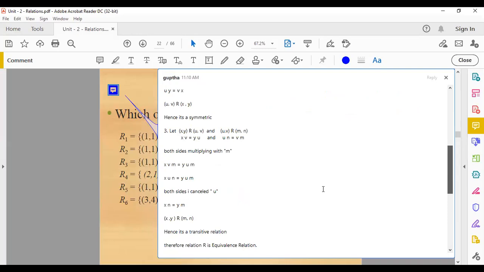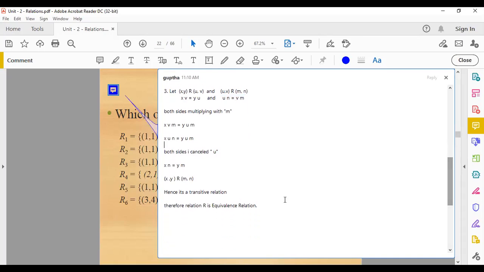I'm multiplying with m. Then xvm equals yum. Already we have the equality vm equal to un, so I mention here xun equivalent to yum. Here u is on both sides, so I cancel u. Once I cancel u, xn equal to ym. So I write this as (x, y) is related to (m, n). Hence it is a transitive relation. Finally, therefore, the relation R is an equivalence relation.